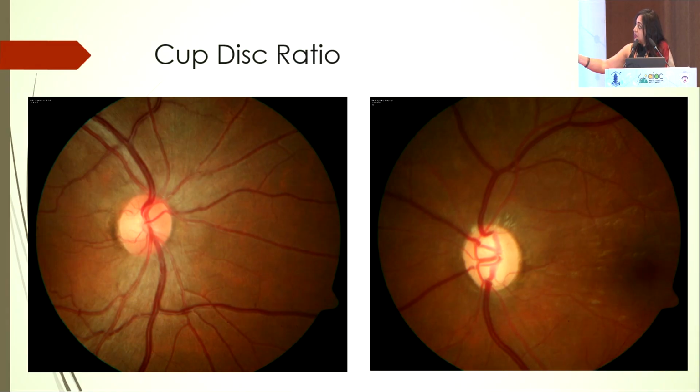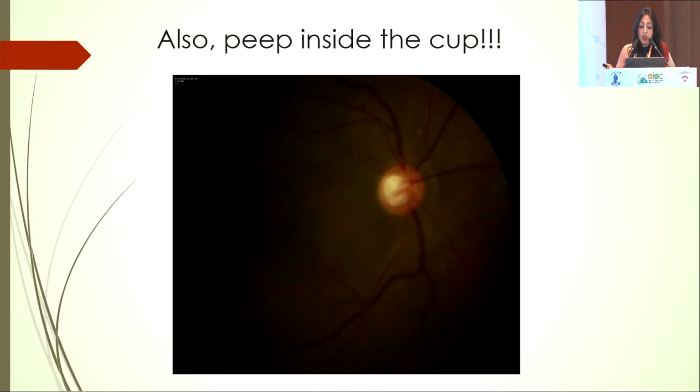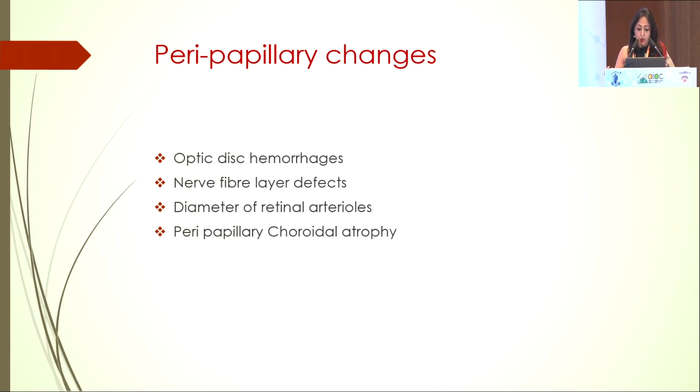The right eye, if I ask you, it's around 0.15 to 0.2. Left eye definitely looks around 0.9. Also peep inside the cup. This was a very interesting case, a case of status post VR surgery, post SOR. There was a small silicone oil bubble seen there. The CDR looked okay, but eventually the CDR actually kept increasing. So always peep inside the cup also.